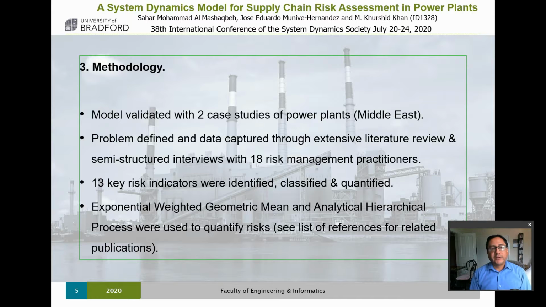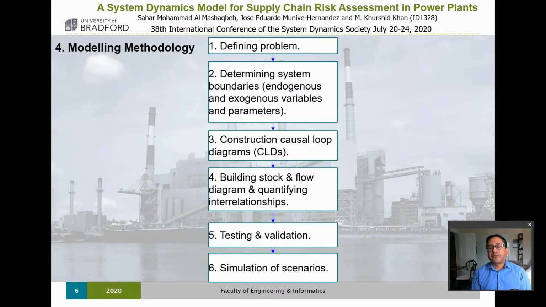As a result of this exercise, it was possible to identify 13 key risk indicators, and these were classified and quantified. Exponential weighted geometric mean and analytical hierarchy process were tools applied in order to help us quantify the risks. Although this paper is not covering this aspect, we have in the list of references the papers in which we discuss this part of the research in more detail.